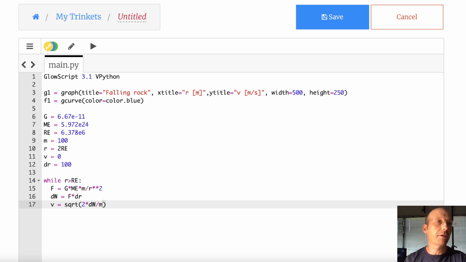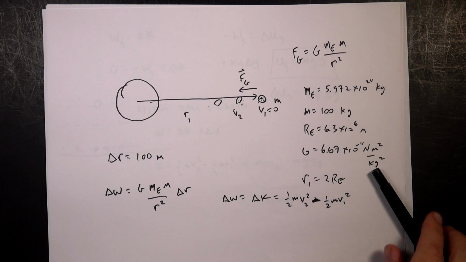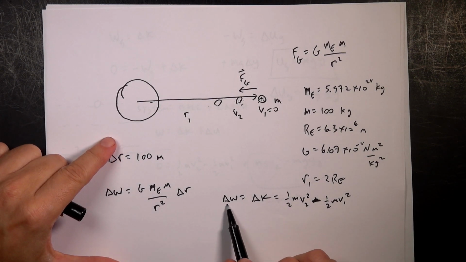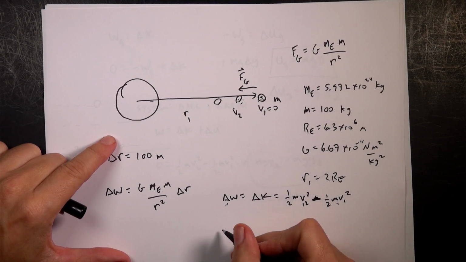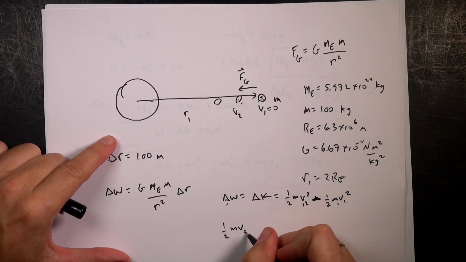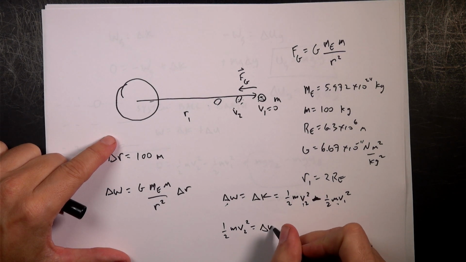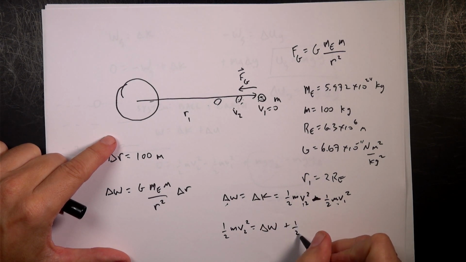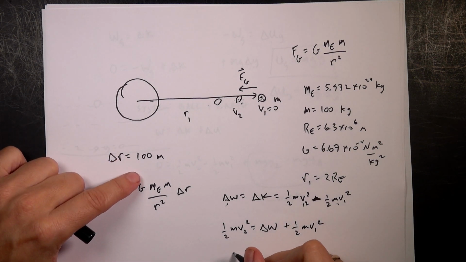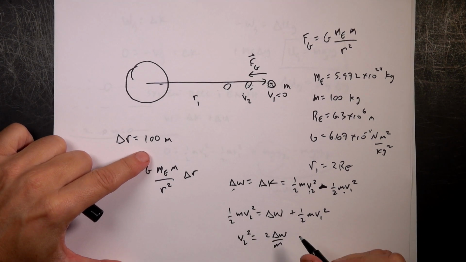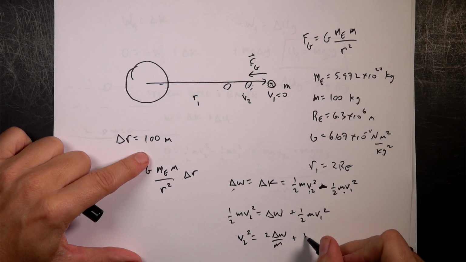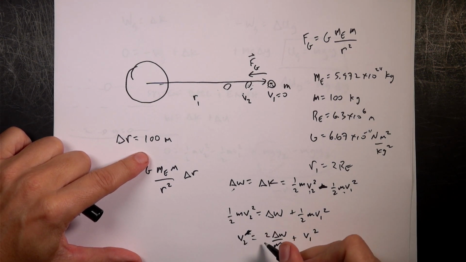Okay, let me write it on paper because I'm going to make a mistake. In that step, I calculated delta W, and I want to find V2. So I'm going to add this to both sides, and I get 1/2 m V2 squared equals delta work plus 1/2 m V1 squared. Now multiply both sides by 2 and divide by m. V2 squared equals 2 delta work over m plus V1 squared, and then I take the square root of both sides.